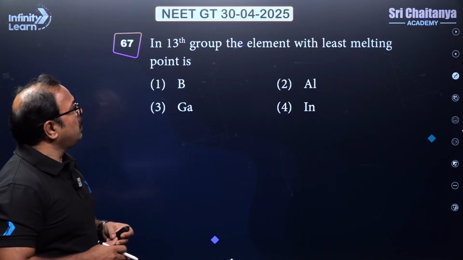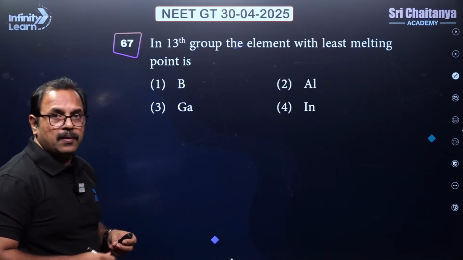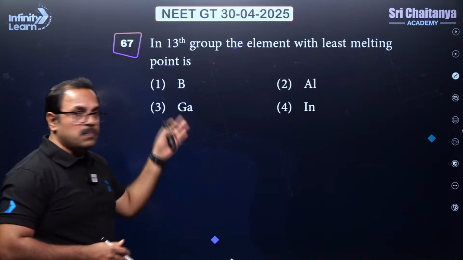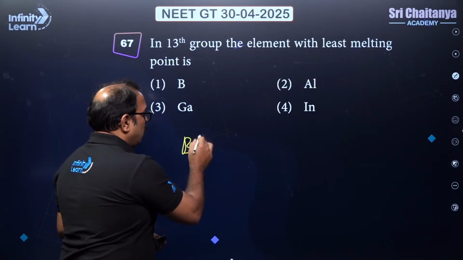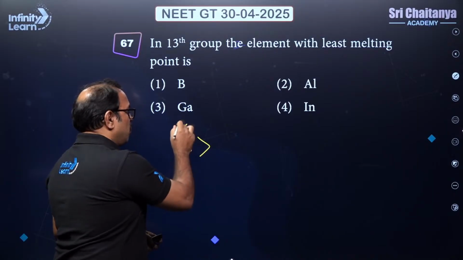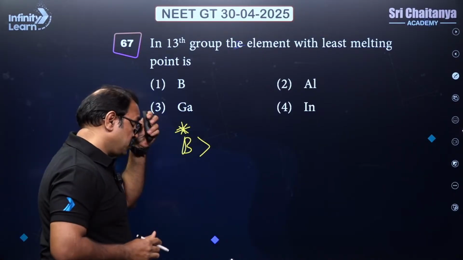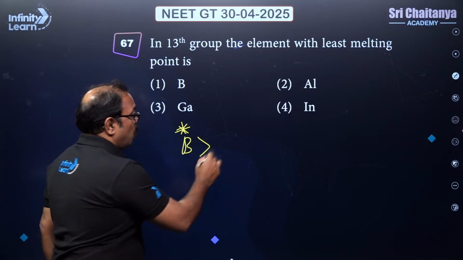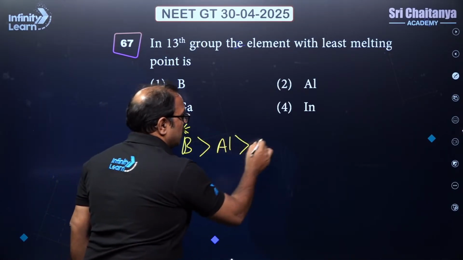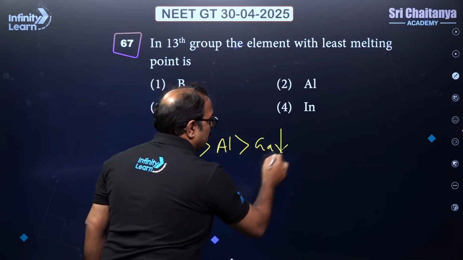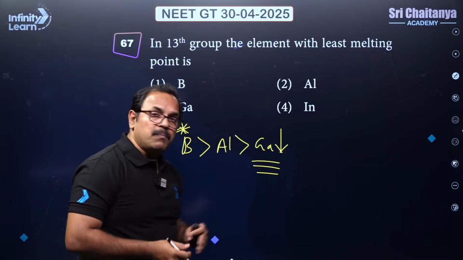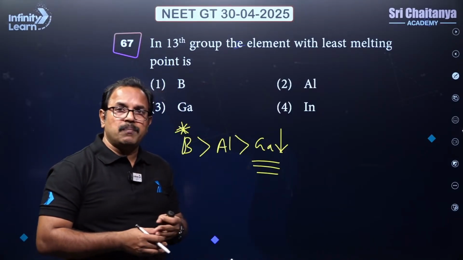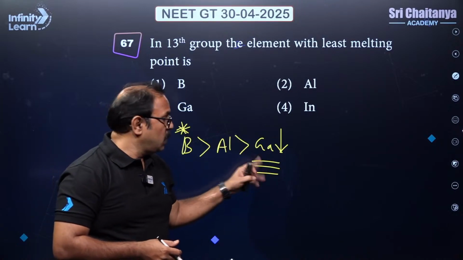13th group, the element with least melting point is. The melting point in the case of these members, these are all solids, we don't have any gaseous member. Boron has the highest value because in this case it has a crystalline structure. So boron is higher than aluminium, which also has a higher value. Gallium, we know that it has a low melting point. It melts at room temperature. In summer it melts at room temperature. We also call it summer liquid.